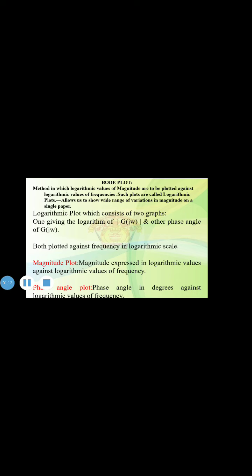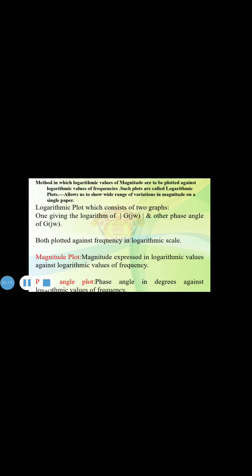One is called magnitude plot, another is called phase angle plot. So magnitude expressed in logarithmic values against logarithmic values of frequency is called magnitude plot. Second one is phase angle in degrees against logarithmic values of frequency, called phase angle plot.